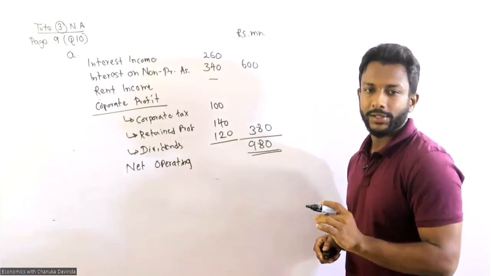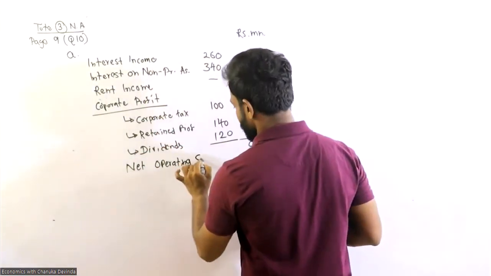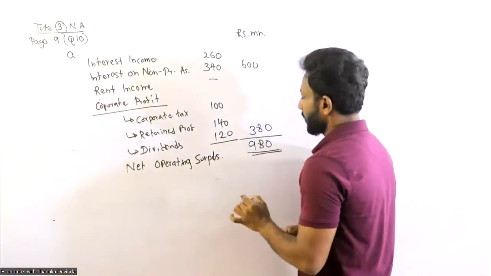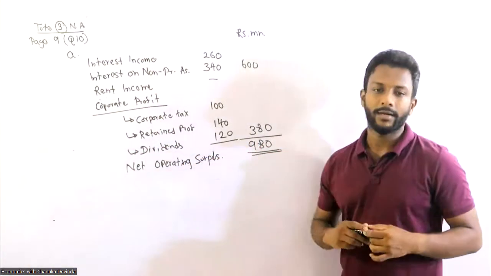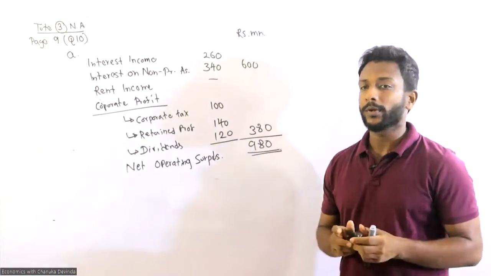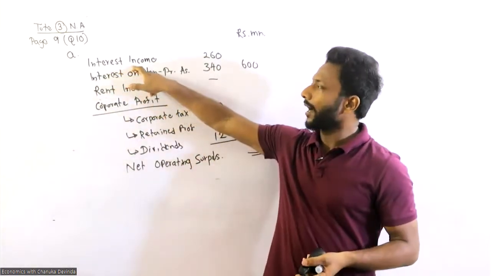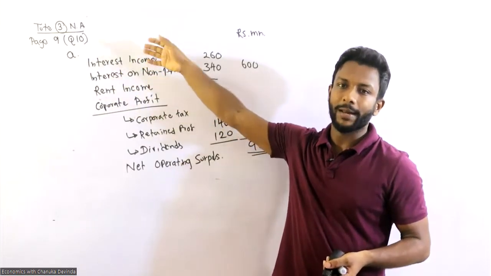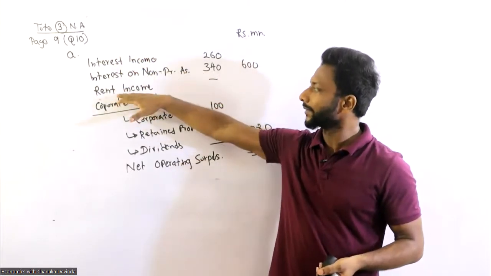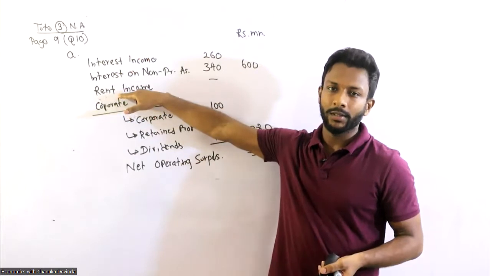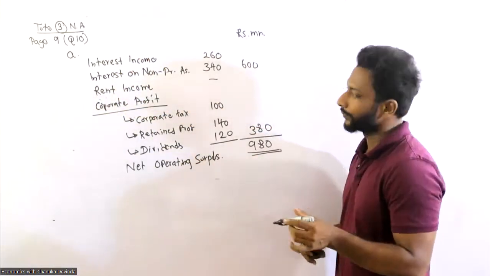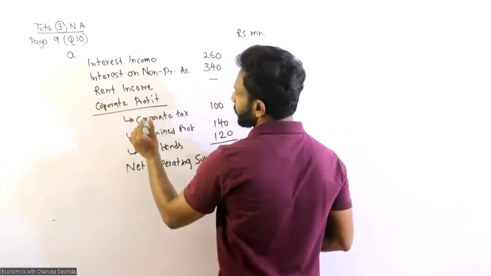Net operating surplus equals 980, right? So it is easy. What are the components there? Interest income is there, both interest on capital and interest on non-produced assets. Rent income is there, but here it is 0, so there's no value. And corporate profit is also there.